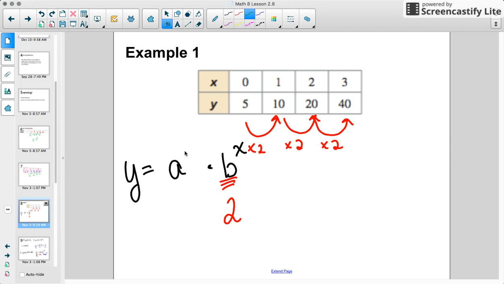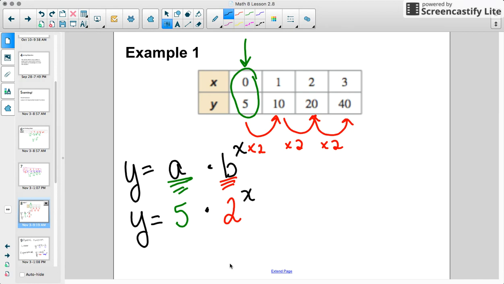We can figure out what the now is. We can figure out the a value by looking at when x equals 0. So the start point, the now, is actually 5. Okay, so my general rule for this table is 5 times 2 to the power of x. And I can go ahead and verify to see if that works.